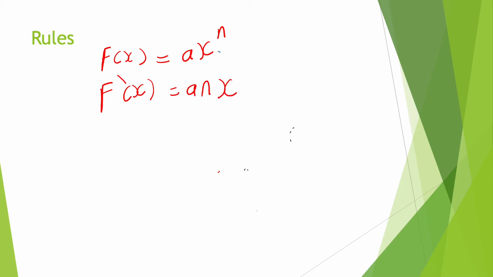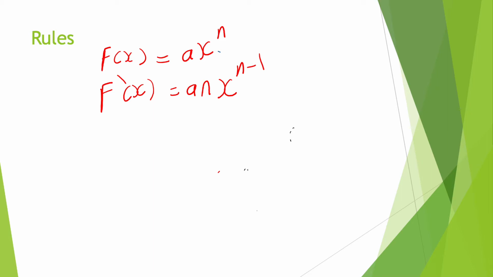The rule to integrate polynomials is the reverse of differentiation. So for example, if you have f(x) equal to ax to the power of n, to differentiate, you multiply the constant by the old power, and then you take one away from the power. And the integration is the opposite.